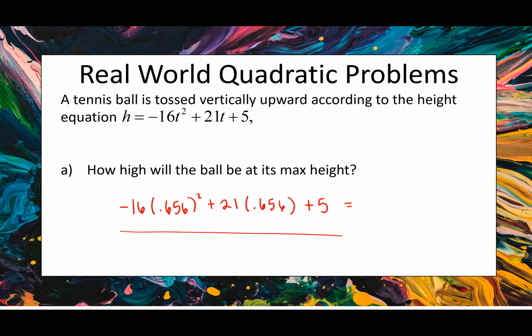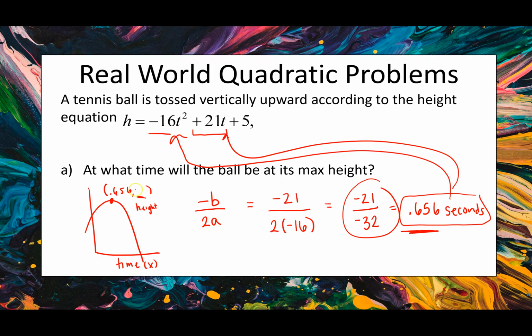So what am I going to get here? And maybe you want to check that you get the same thing. I get 11.89, and that's going to be feet. So if you want to go back to that last problem there, you can see that we would have had an 11.89. That y value, remember the y value is your height, your y.